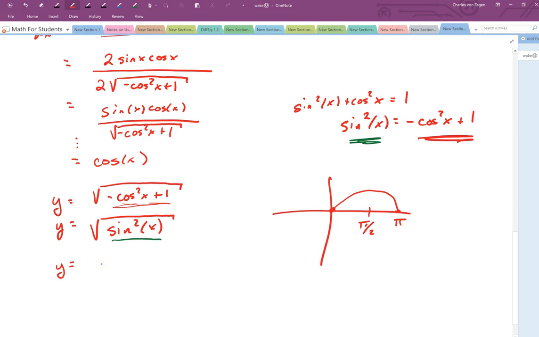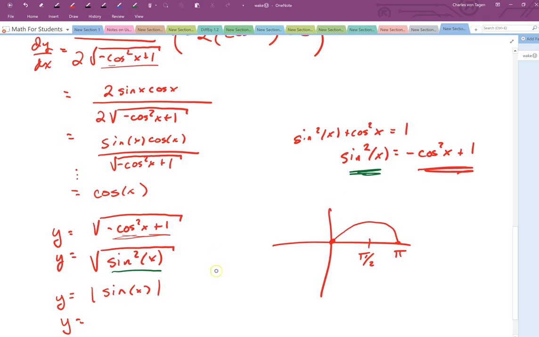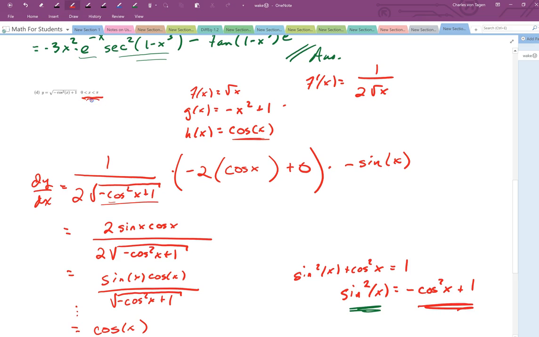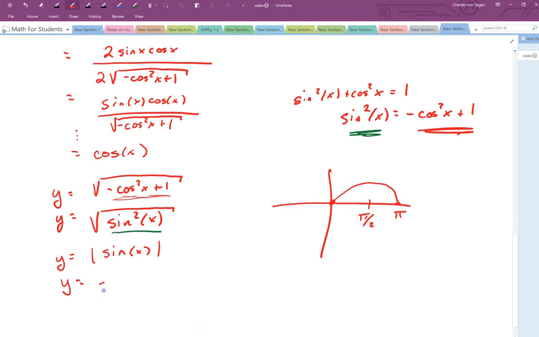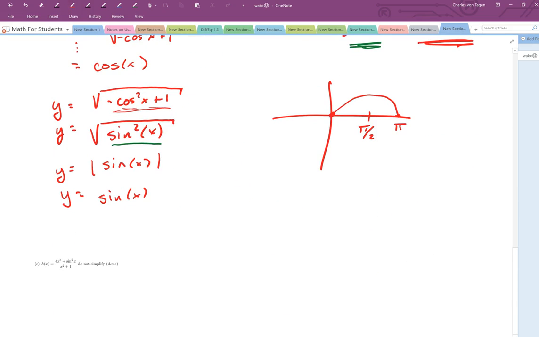So normally when you take something out of a square root, it would come out with absolute values on it. But because I've restricted the function to simply where the sine curve is positive, I don't need the absolute values, which is really nice because I don't like taking derivatives with absolute values.